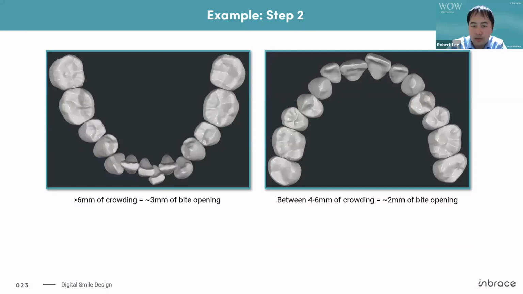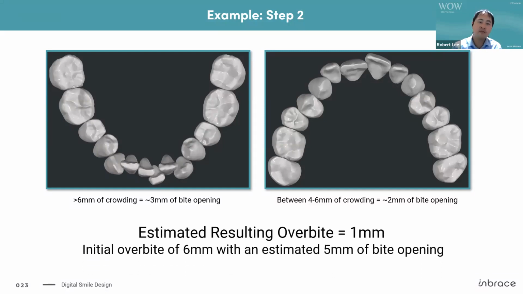So, I would estimate that as between 4 to 6 millimeters of crowding. So in that case, you have about 2 millimeters of bite opening. So if you have about 5 millimeters of bite opening between the upper and the lower arch, you add that to your initial overbite of 6 millimeters. That means you're going to have a resulting overbite of about 1 millimeter, meaning you're actually closer to an open bite tendency rather than a deep bite.